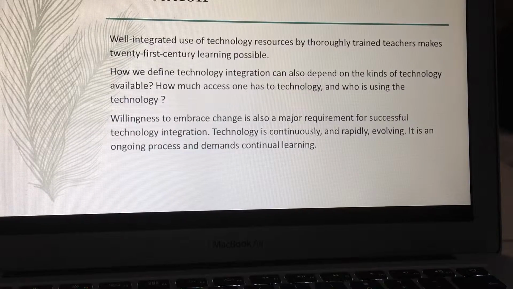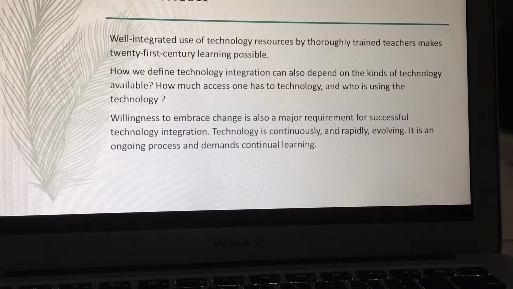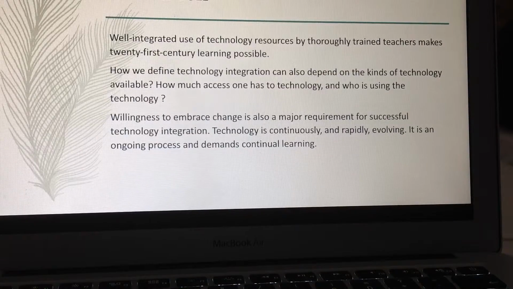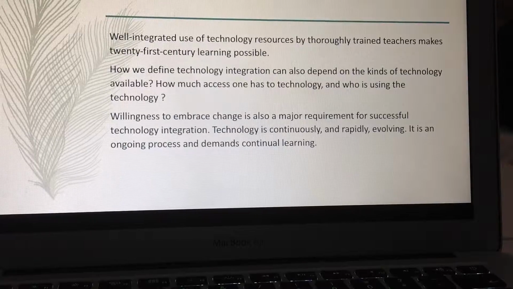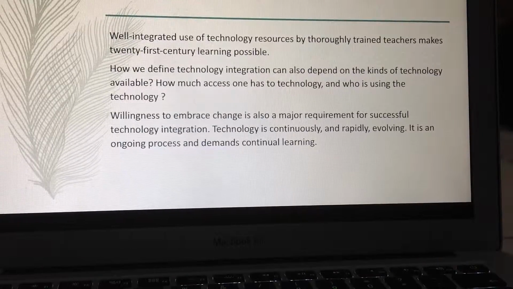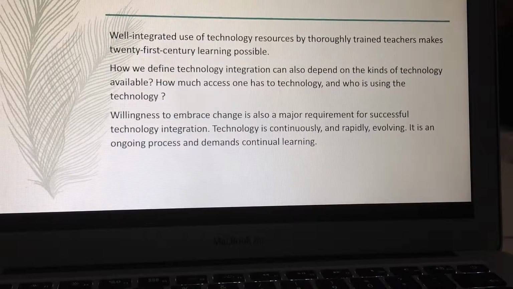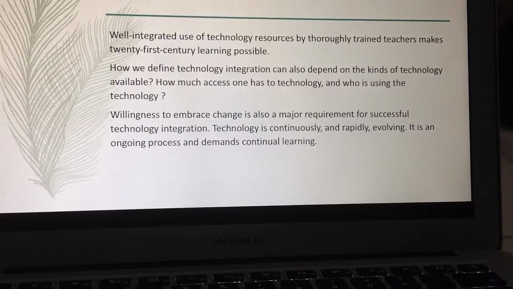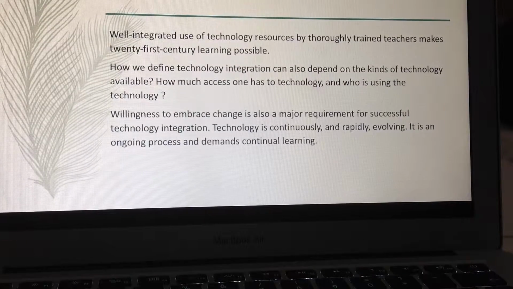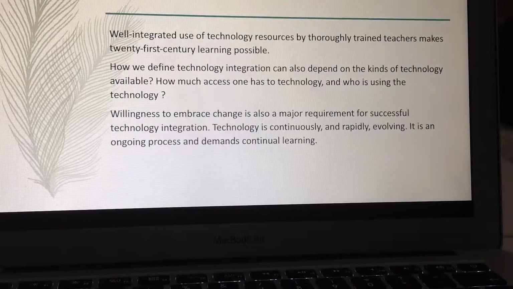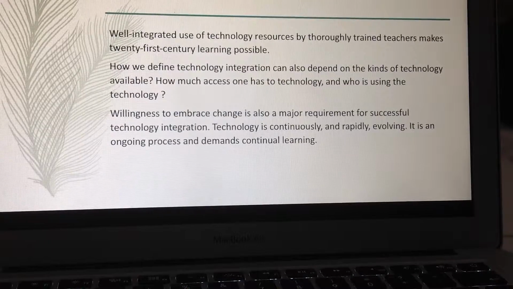It is important to first define what technology integration actually means. Seamless integration is when we not only use technology daily, but have access to a variety of tools that match the task at hand, providing students the opportunity to build a deeper understanding of content.